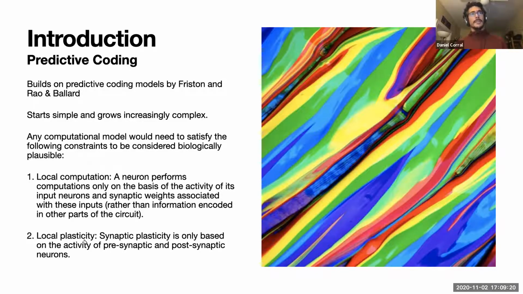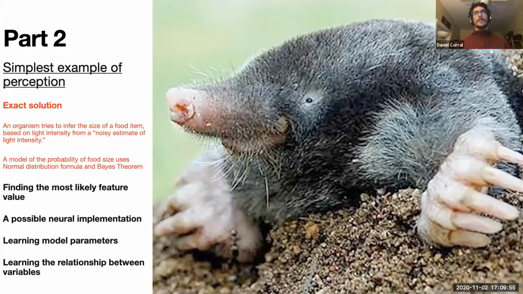And then local plasticity. This is synaptic plasticity, and this is only based on the activity of presynaptic and postsynaptic neurons. And this connects to this idea of Hebbian theory, which I have a little definition of later on, and we'll talk about that then. So the idea is to make a coded model of the cerebral cortex, something that could potentially be biologically plausible. So we have this little guy who's going to be our sort of spirit animal for part 2 here. So part 2, this idea of the simplest example of perception.